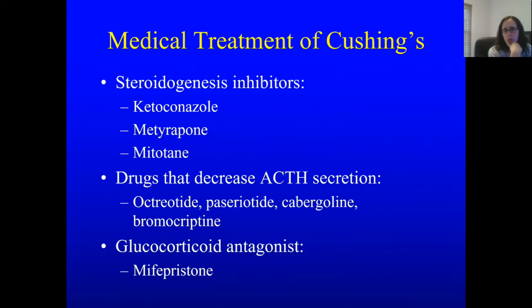I don't think you guys will see metyrapone or mitotane on the inpatient service, but you can inhibit, so steroidogenesis inhibitors inhibit the formation or the production of cortisol. Drugs that are aimed centrally at decreasing the ACTH secretion: octreotide, pasireotide, cabergoline. I don't see those used as much. A glucocorticoid antagonist that works at the level of the cortisol receptor is mifepristone.